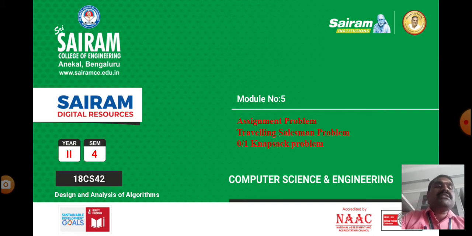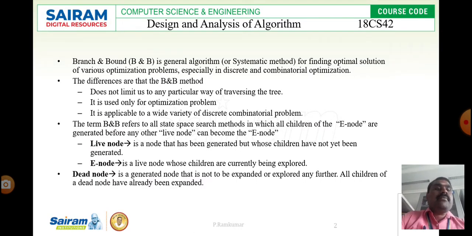Before discussing in detail the traveling salesman as well as the 0 or 1 knapsack problem, we will discuss the assignment problem. Assignment problem means we have to assign certain jobs to multiple workers, and from them we have to choose the minimum amount of time which the worker has taken to complete a task. For that purpose we are using the branch and bound algorithm.